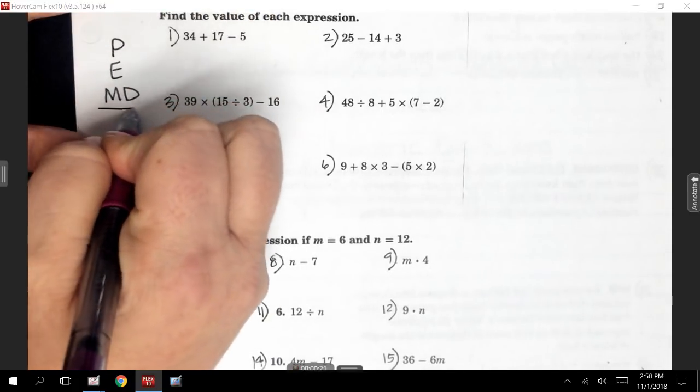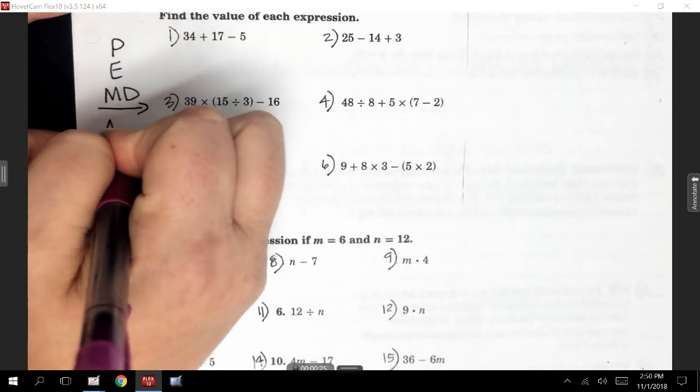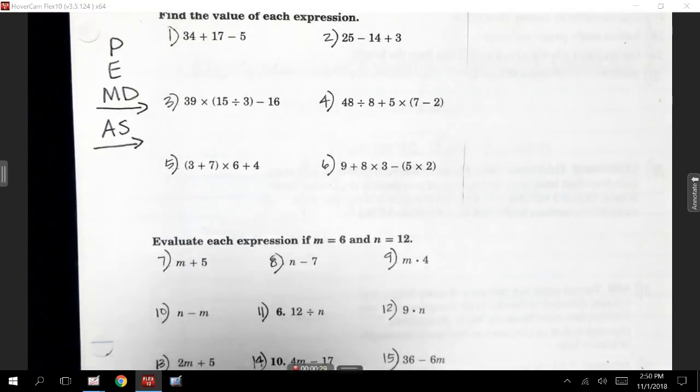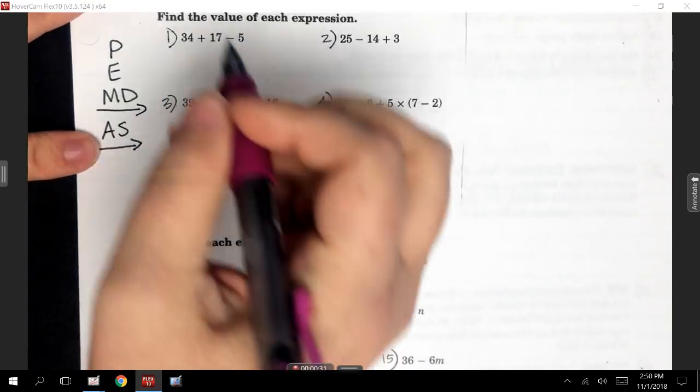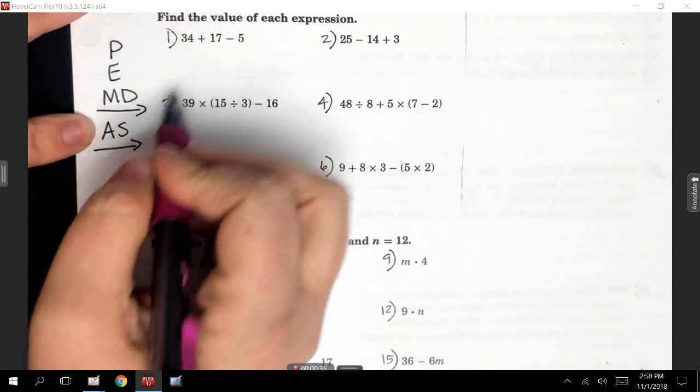Remember, for multiplication and division, we work it in the order it's in the problem. The same for addition and subtraction. You have to do it in the order it is in the problem. All right. On the first one, we have addition, then subtraction. We're just going to work it in the order that it's in the problem.